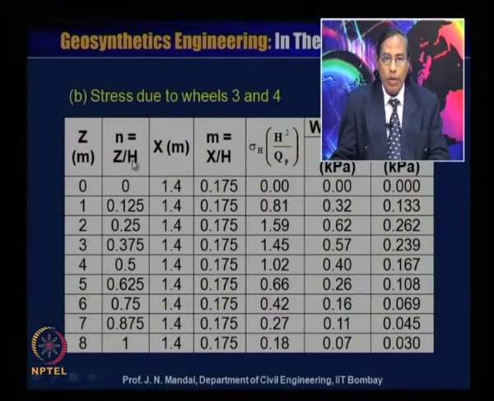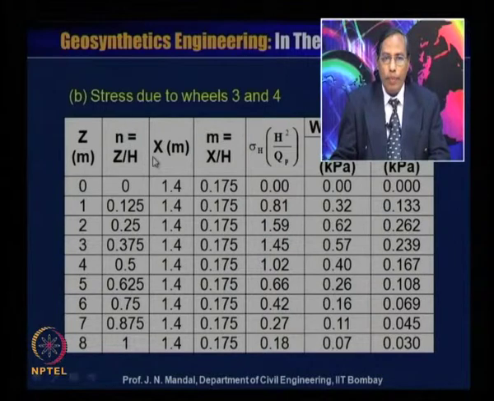When Z is equal to 3, 3 divided by 8 is equal to 0.375. When Z is equal to 4, 4 divided by 8 is 0.5. When 5, then 5 by 8 is equal to 0.625. Similarly, 6 by 8 is equal to 0.75, 7 by 8 is equal to 0.875, and 8 by 8 is equal to 1. So we know the n values.